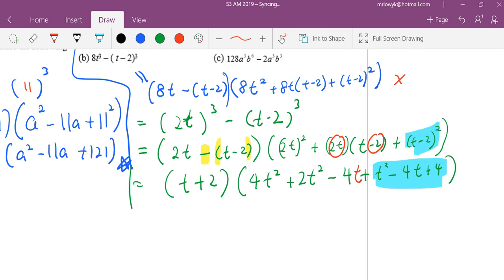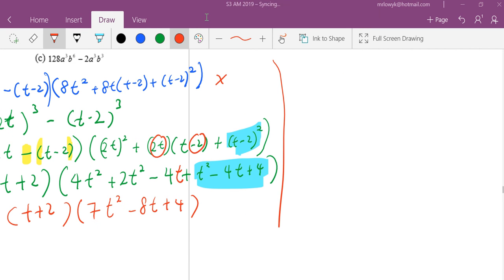Alright, so 4 plus 2t plus t will be 7t square and then minus 8t plus 4. Pause the video now.